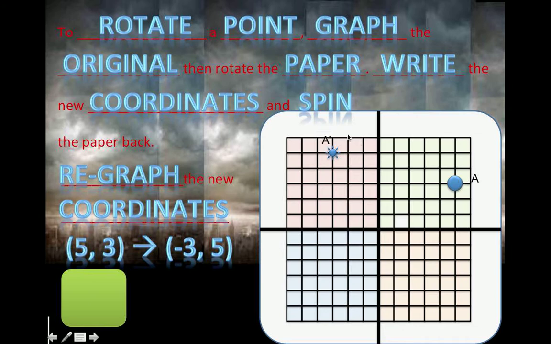So if this was A, the new one would be A prime. And that's taking and spinning this whole thing around. So I'll give you 10 seconds to go ahead and copy that. All right.